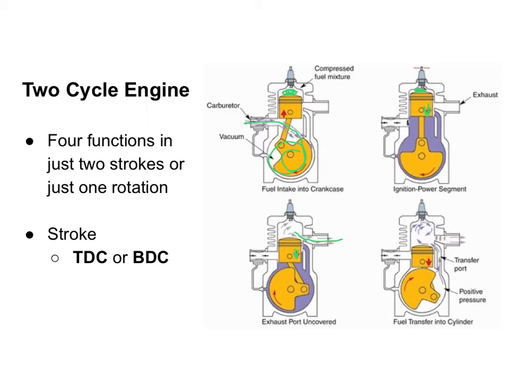And as the piston moves even lower, the air-fuel mixture of fresh air and fuel comes up through the transfer port into the combustion chamber. So this process happens as the piston moves to top dead center and as the piston moves to bottom dead center. So two strokes to complete the cycle.